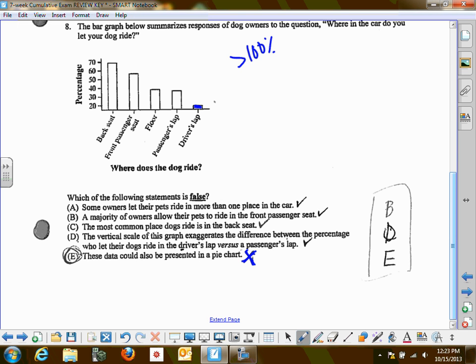Now, questions on why D is correct. D says that this difference here is exaggerated. Did you know that this is only twice the amount of this? But it looks like a lot more, doesn't it? The area principle is being violated because what's happening right here. Yeah, it's like skipped the 10 percentile. So this is only twice as much as the driver's lap, but it looks like it's more than twice as much because it violated the area principle.